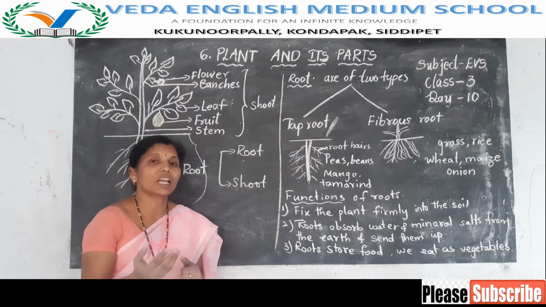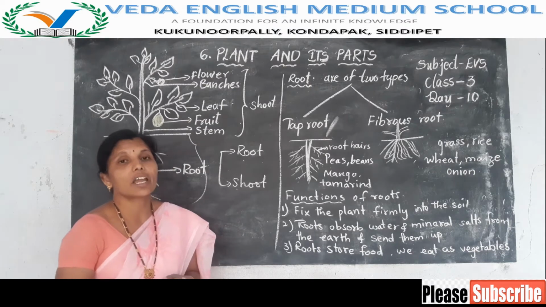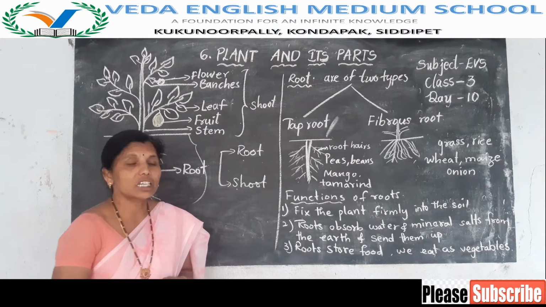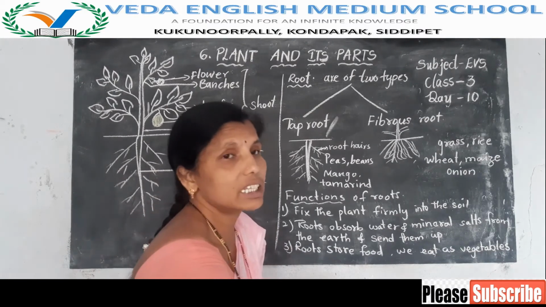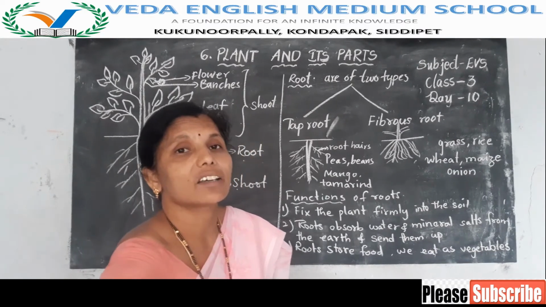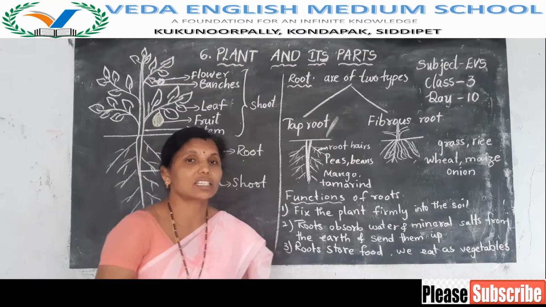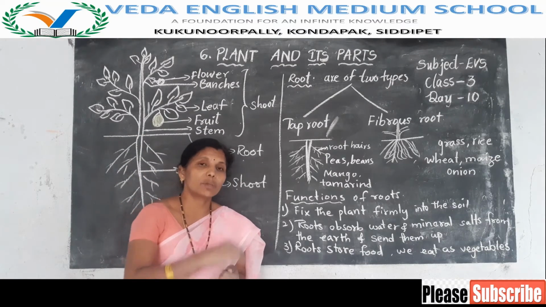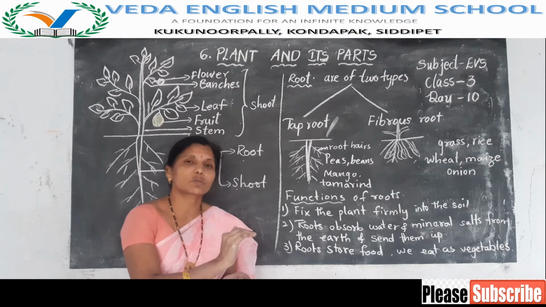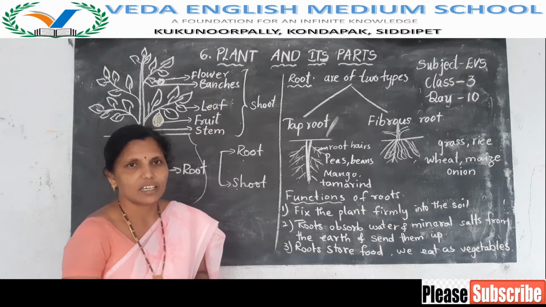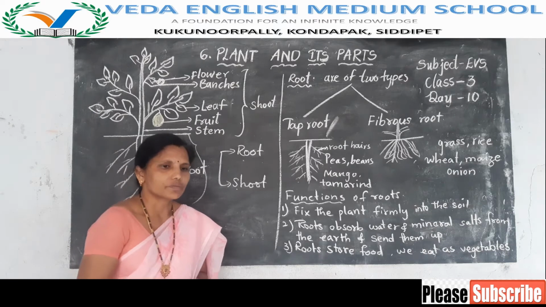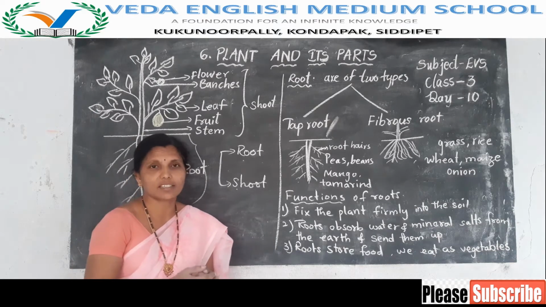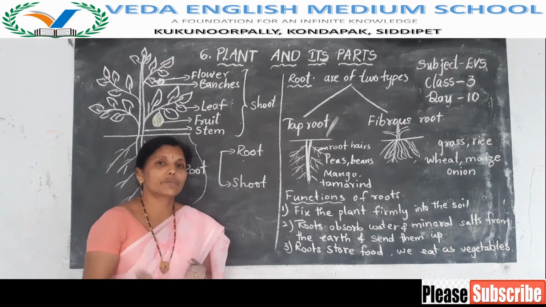So we depend on plants for our food, for oxygen and for shelter. Here we see different types of plants in our surroundings. Some are very big and some are very small. The big plants are called trees and the small ones are called plants. Yes children, these plants grow in different places.